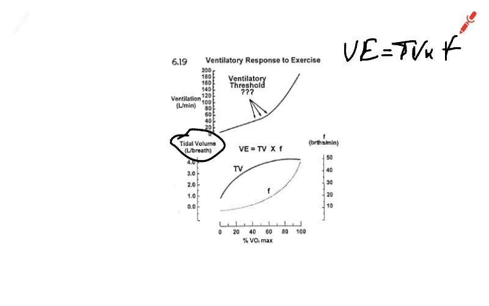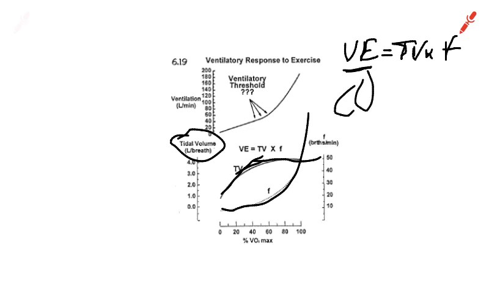What does this look like? Well, this looks just like cardiac output. That's because it's the same theory, just with oxygen. Tidal volume, or how much air you inhale, looks just like stroke volume. It increases to 50% of VO2 and stagnates. Frequency looks just like heart rate. It increases exponentially past 50%. This is the same thing as cardiac output.